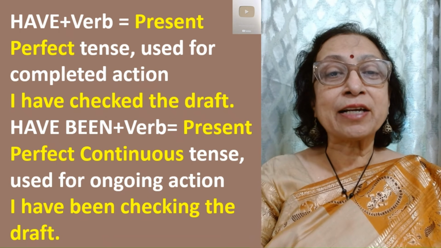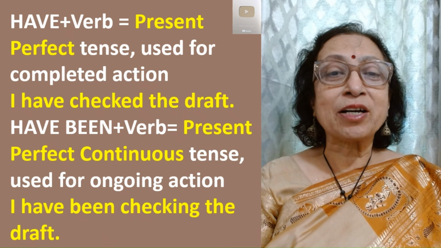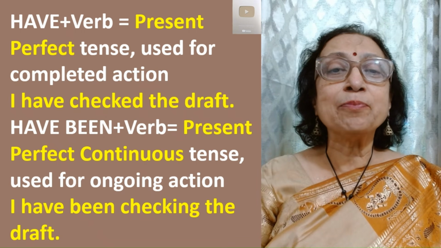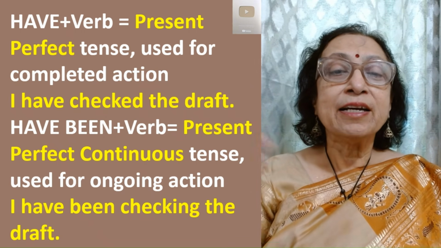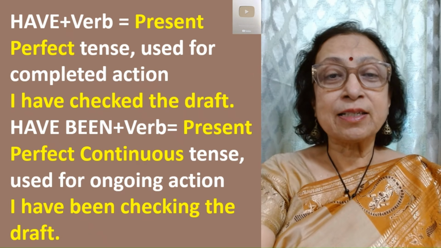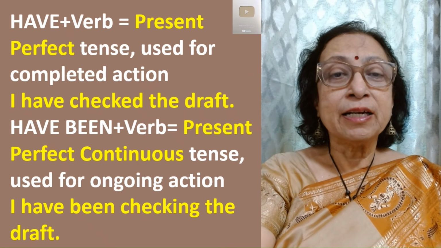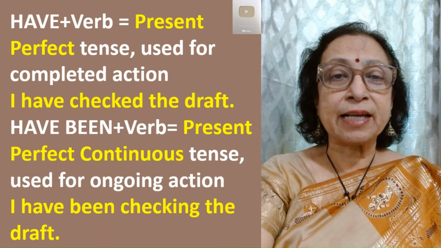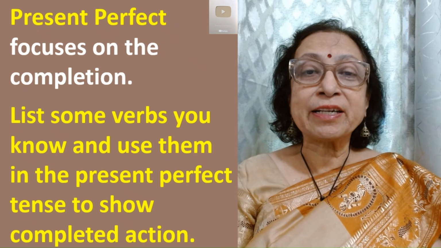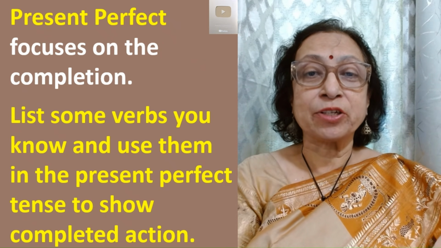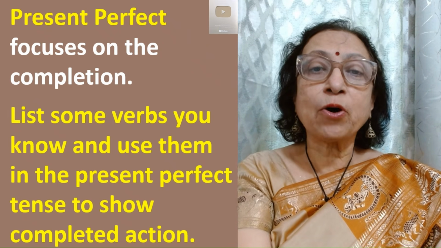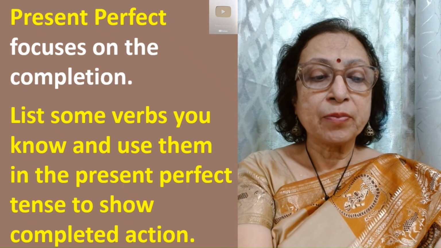Unlike I am checking the draft. No indication whether you will complete or not, only that it is continuing. The difference between I am checking and I have been checking implies that you are likely to finish the job soon. This is the first thing which you have to remember in the use of these two different tense forms. So present perfect focuses on completion. That is what you have to keep in mind. The action is complete. That is what is most important here.